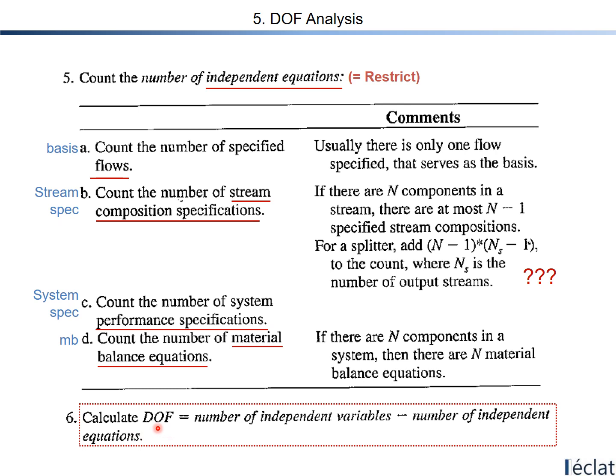Calculate degree of freedom, which is equal to the number of independent variables or independent unknowns, minus the number of independent equations or restrictions or information. So that is the degree of freedom, DOF.